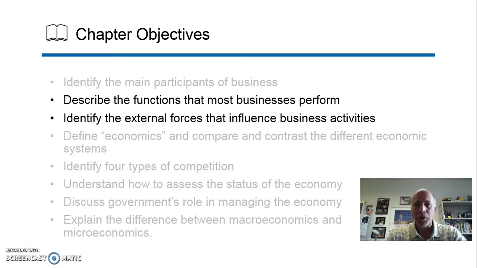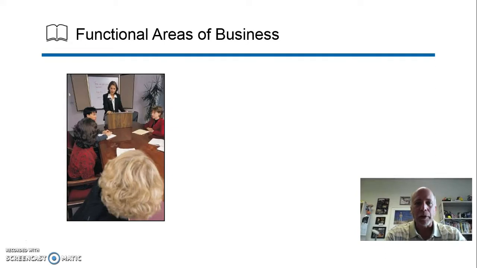So in this portion of the video, we are going to discuss the functions that most businesses perform, and secondly, the external forces that influence business activities. So first of all, the functional areas of business. In large and many even medium-sized companies, these entities are separate departments run by individuals that are responsible for those functions. In smaller businesses, some of these may be combined, but the functions still need to be done. It's just that they may not be individual areas of a particular company.